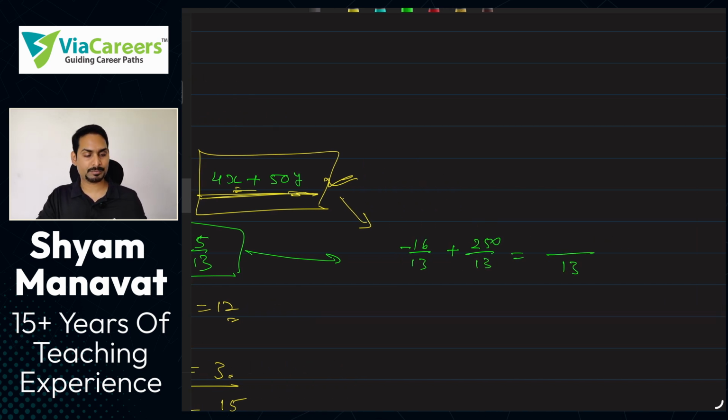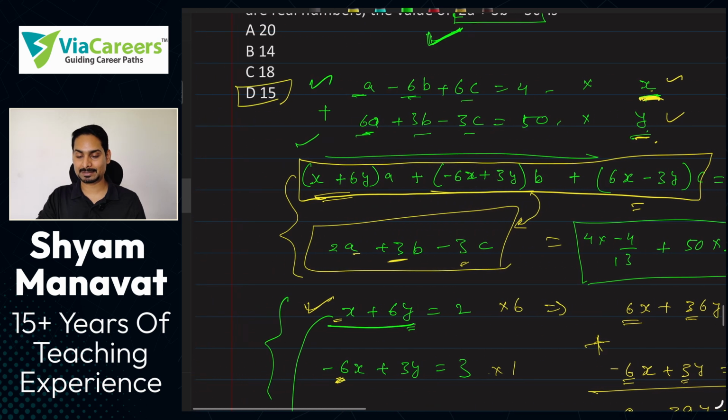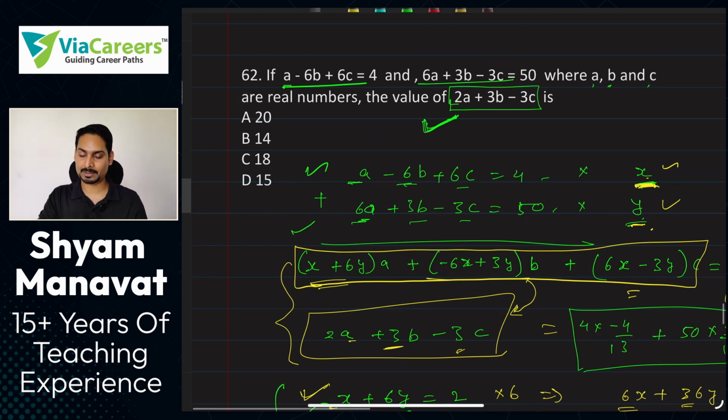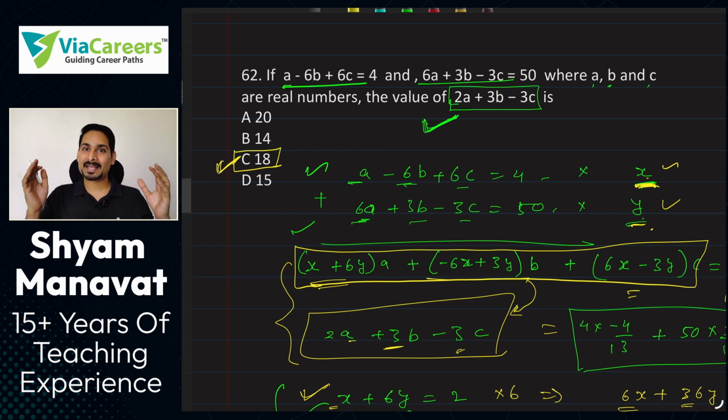यहाँ पे कितना हो जाएगा? 250 minus 16 हो जाएगा कितना? 234. So 234 by 13 should be your answer, but options are in integer form में. So let's see if the numerator 2, 3, 4 is divisible by 13. Let's try this. So 13 ones are 13, and we got 10 here, so 104. So 13 eights are 104. So we got final answer to be 18. Can we match this with the option? Yes. So your answer is what? Option number C, 18. Okay, that's the answer. I hope you understood this. Let's try the next question now.